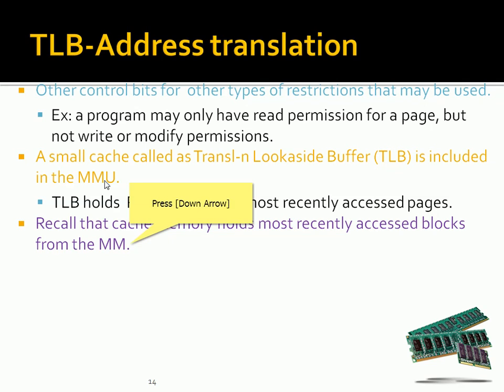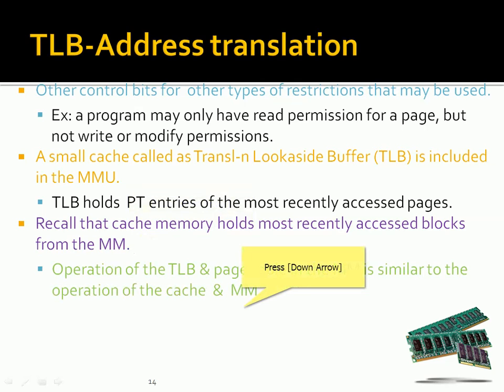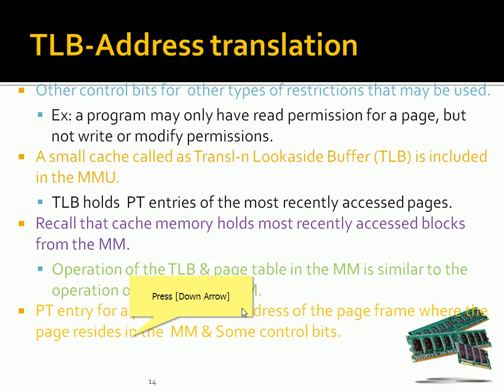Cache memory holds the most recently accessed blocks from main memory. Similarly, the translation lookaside buffer helps us with virtual memory, whereas cache memory helps with the memory mapping technique. The operation of the translation lookaside buffer and the page table in main memory is similar to the operation of cache memory and main memory. The page table entry for a page includes the address of where the page resides in main memory and some control bits.